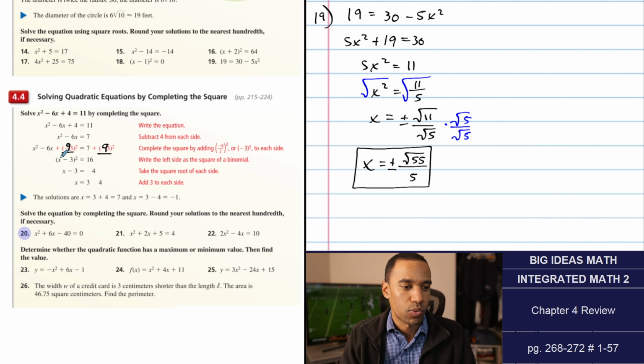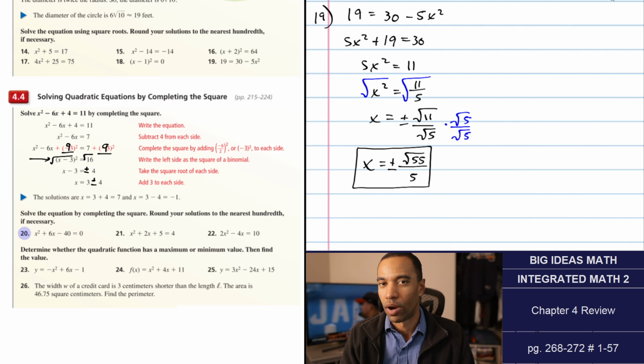This factors to x minus 3 quantity squared, and 7 plus 9 is 16. Now you're at that stage where you solve using square roots, and that's exactly what they do. They take the square root of both sides, and they do their thing for solving. You get plus or minus 4, although it doesn't show. Plus or minus 4. And then you add 3 to both sides. x equals 3 plus or minus 4. 3 plus 4 being 7. 3 minus 4 being negative 1.